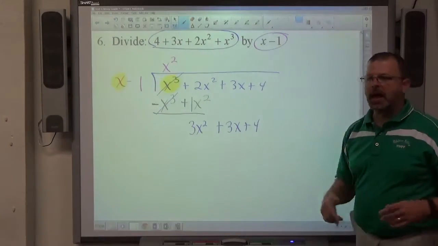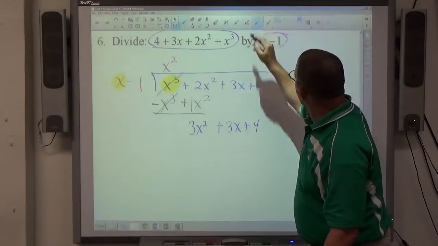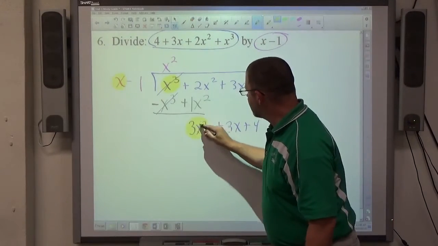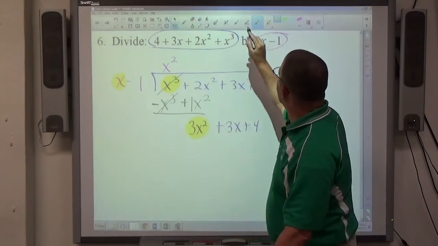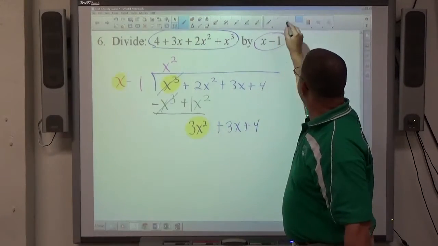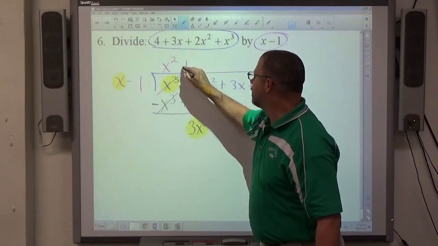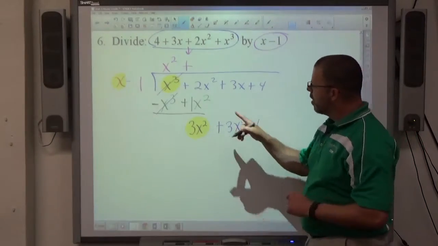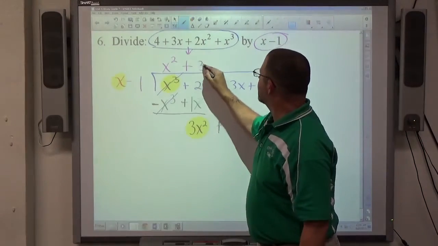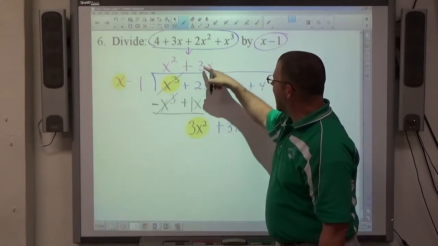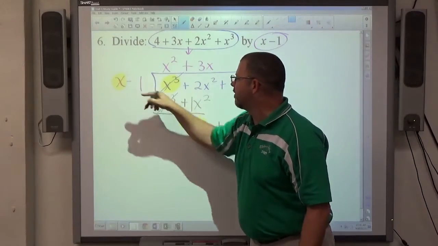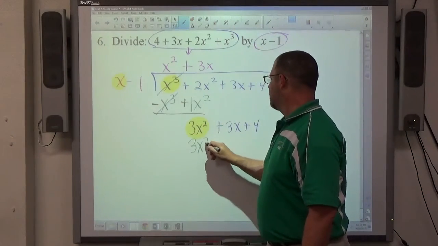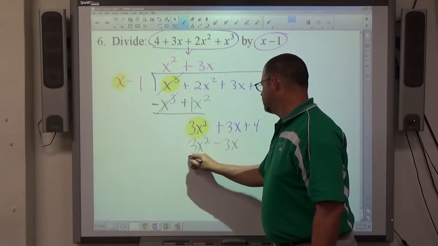and perform the task again. So we have first object inside, 3x squared, being divided by first object outside, x. Once again, it's positive divided by positive, so I get a positive. I have to have pluses and minuses after the first term, so make sure those show up. 3x squared divided by x is 3x. We multiply answer 3x times both pieces of the divisor, 3x squared minus 3x.